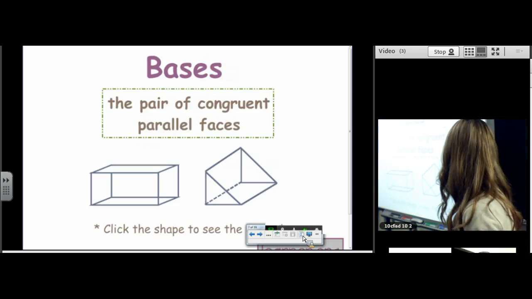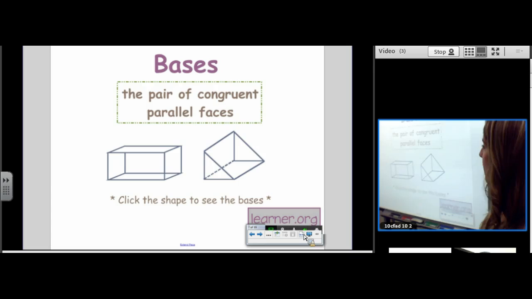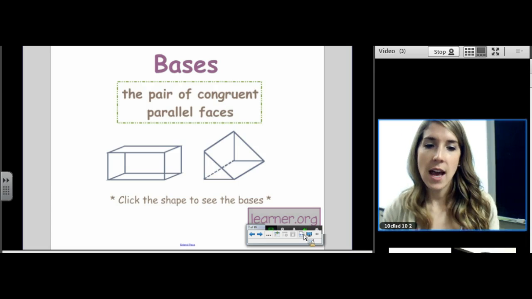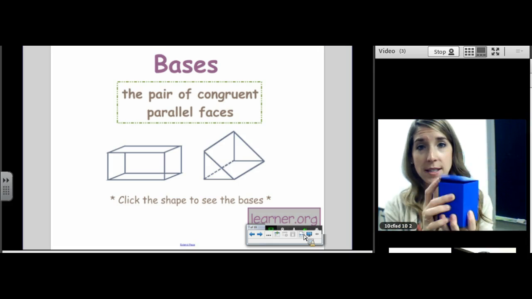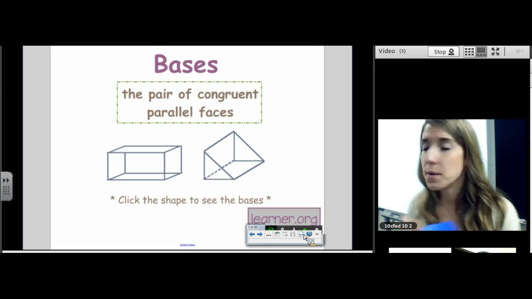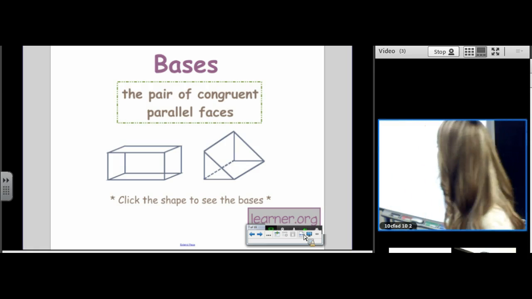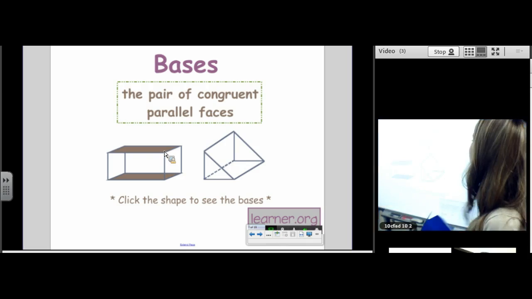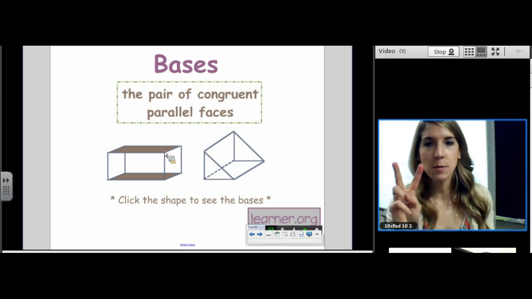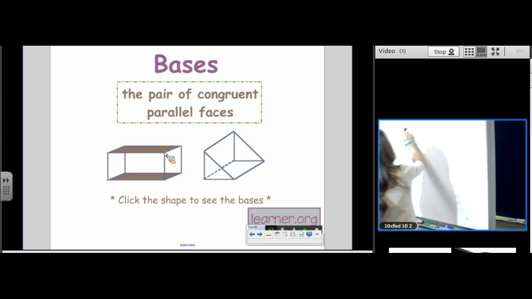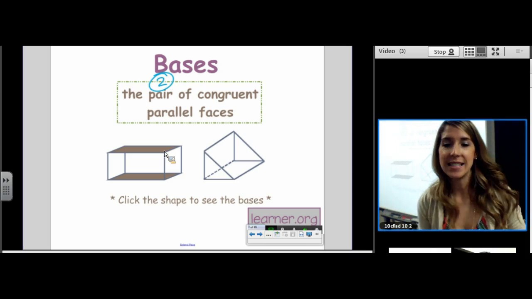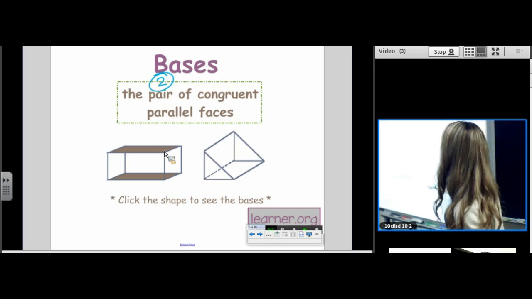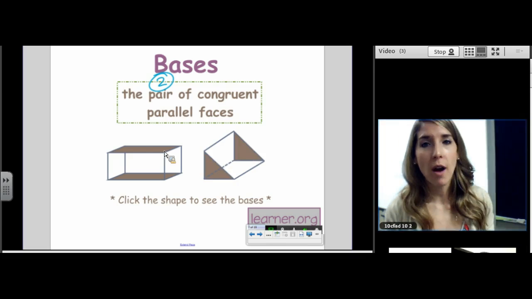Bases: the pair of congruent parallel faces. Now, the only thing that students get confused about is that the base in a prism is not always the bottom. So in this first one, the base is the top and the bottom. Cool. Did you see how it became shaded? I love this stuff. In the second one, the base is whatever there's two of. Pair means two. So in the second one, the base is not a rectangle. In the second one, the bases are the triangles.